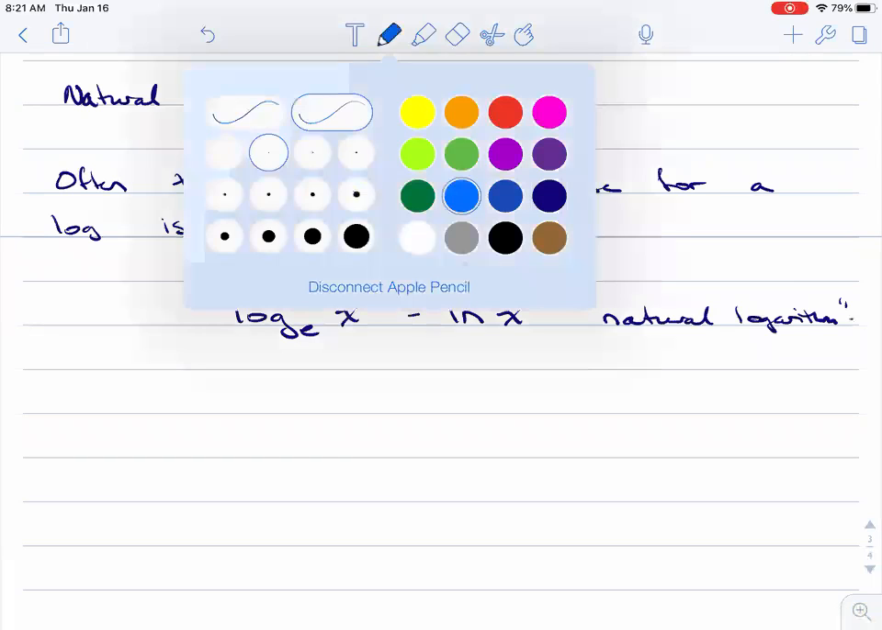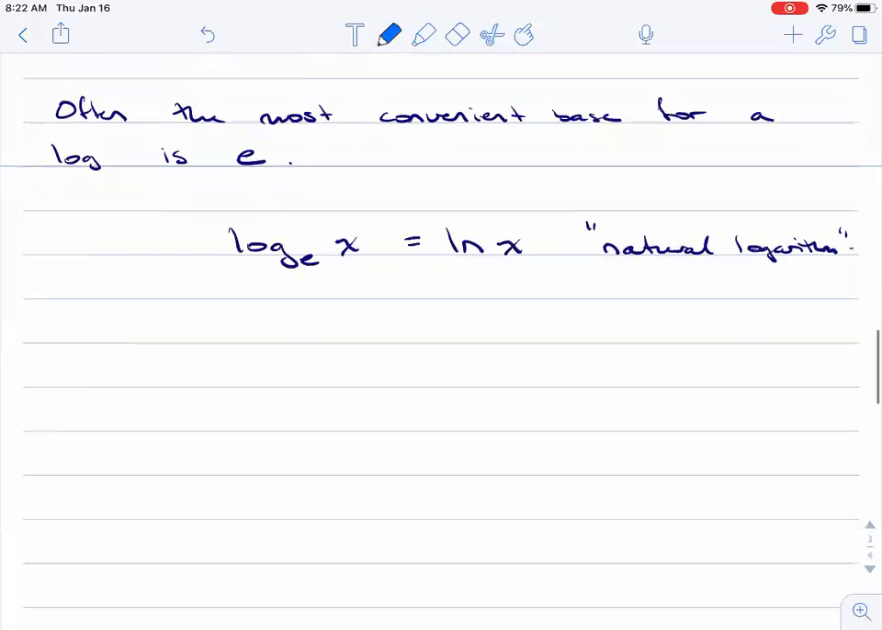Just a heads up, when I write it, usually it ends up looking like this, just so you know, right? So when I write ln, I don't usually spend a lot of time. I just do a little ln kind of cursive scribble.